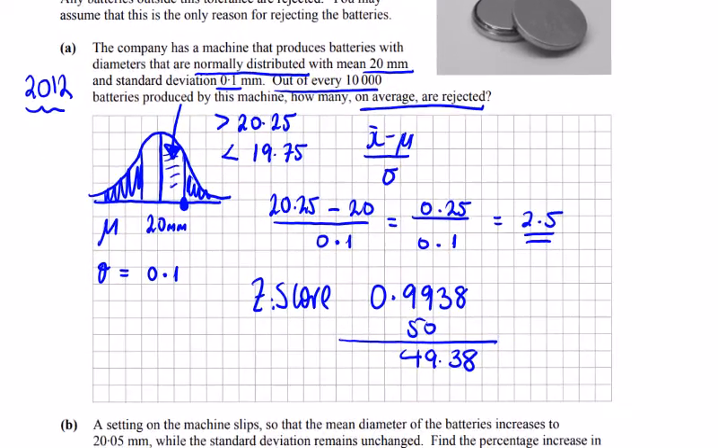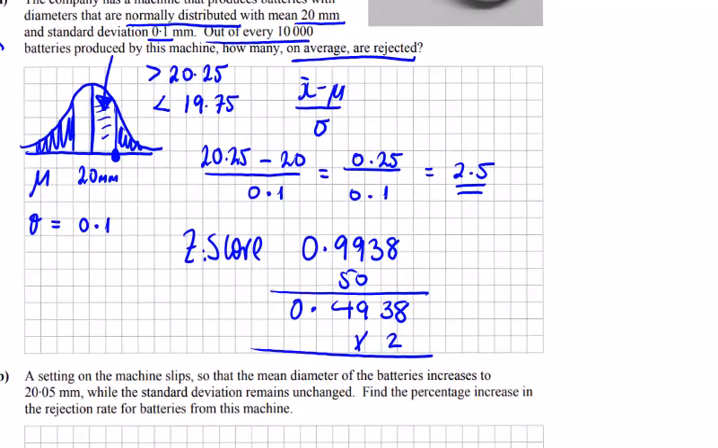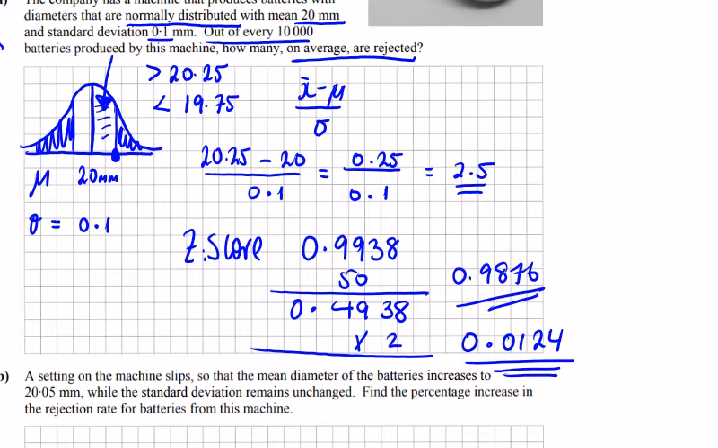So we have to double that. We have to double 0.4938. And if we double that, we're going to get 0.9876, that's what's in the middle, which leaves 0.0124. That's what gets rejected. 98.76% get kept.